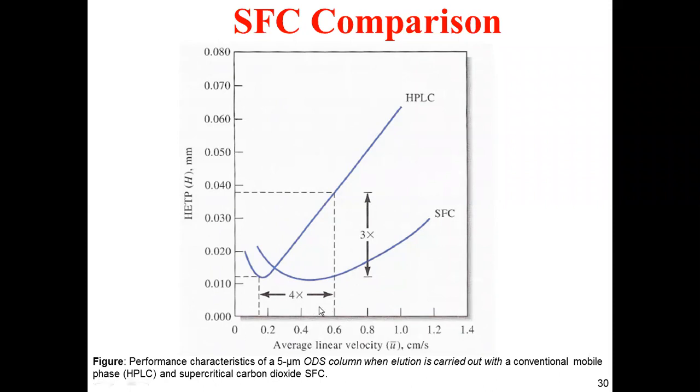So one advantage of using the SFC separation technique is that even if you increase the linear velocity of the mobile phase by 4 times, we can decrease the height of the theoretical plate 3 times. Even by increasing the linear velocity of the mobile phase 4 times, the height of the theoretical plate can be reduced 3 times. So the degree of overlapping in SFC will be very low when compared to HPLC. Therefore, the SFC technique is always advantageous in order to perform the separation.